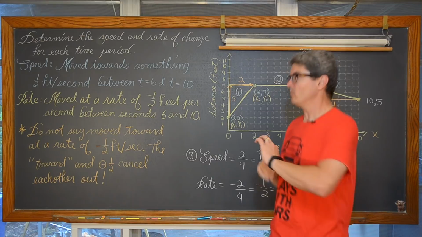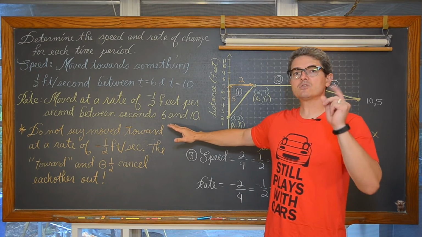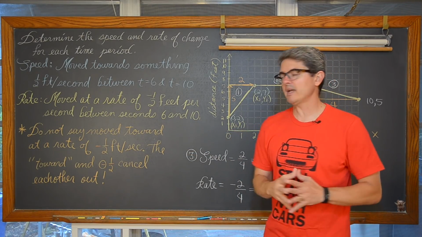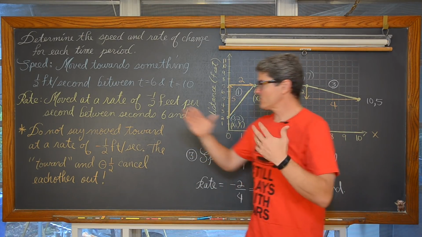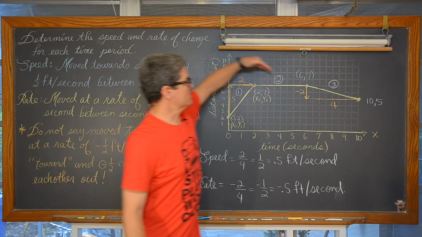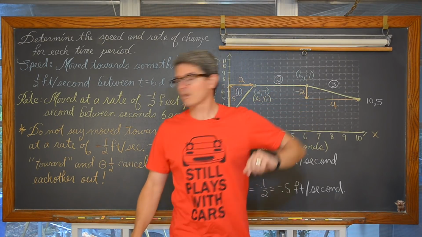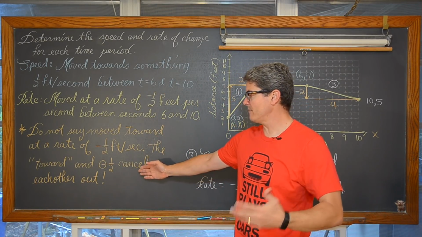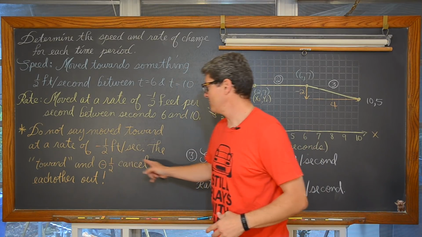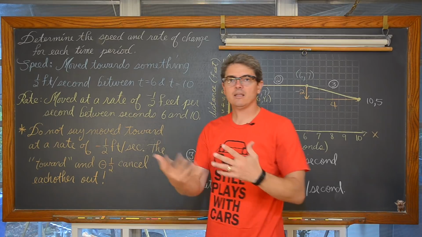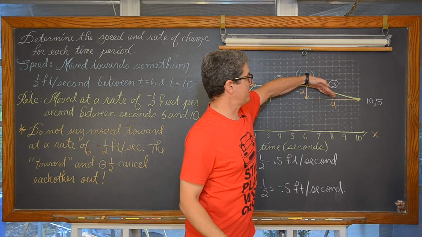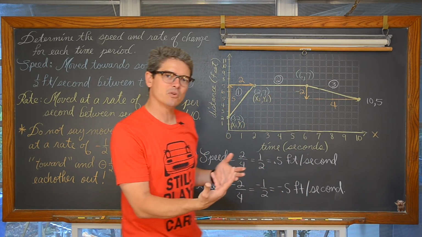What you don't want to say is that you moved towards at a rate of -1/2 feet per second, because the towards is already saying that your distances are going down. But then if you also come back with a -1/2 feet per second, the towards and the negative kind of cancel each other out. So moving towards something at a negative rate, that would actually mean that you're moving away.